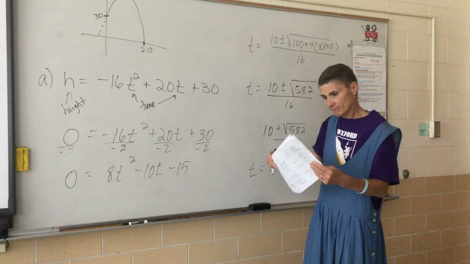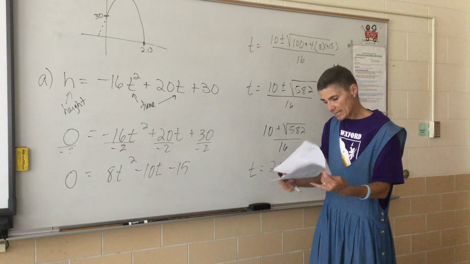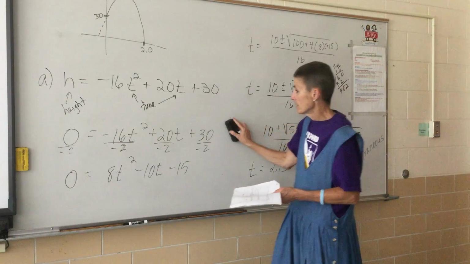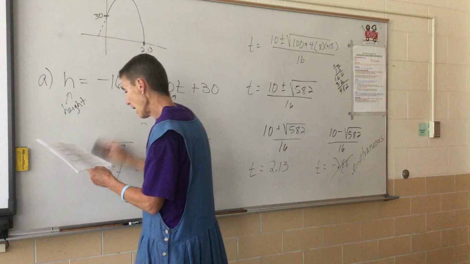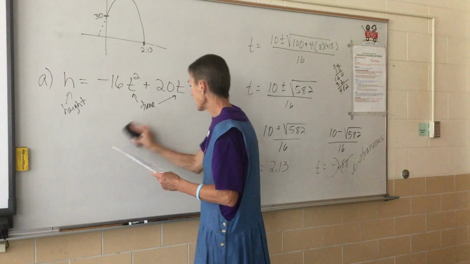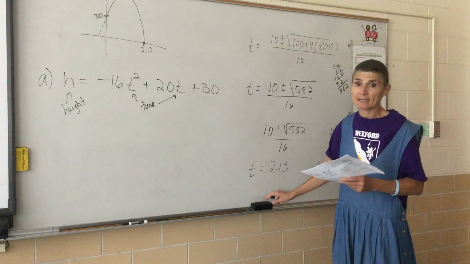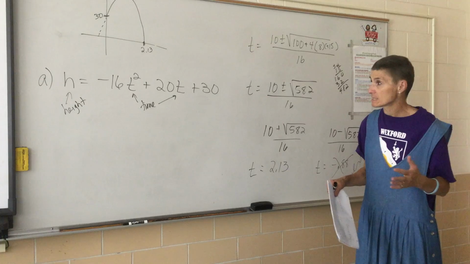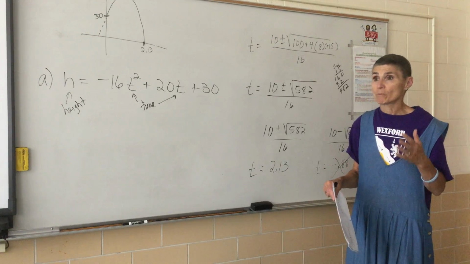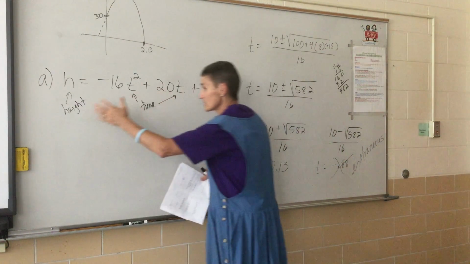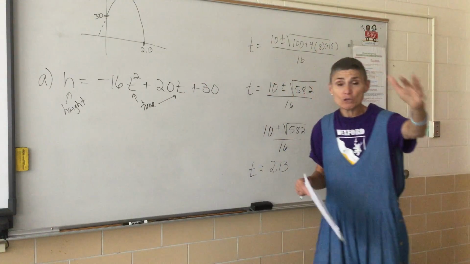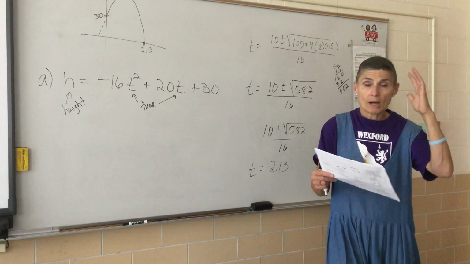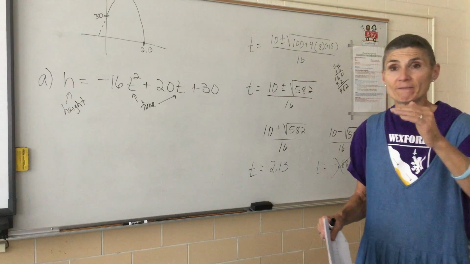And then, okay, last question then is, and again, I can't erase this because it goes back to this. The last question is, how high is the ball after 1.5 seconds? Now remember, there are two variables. They're always going to give you one and you're going to find the other one. Okay? So, how high is the ball after 1.5 seconds?